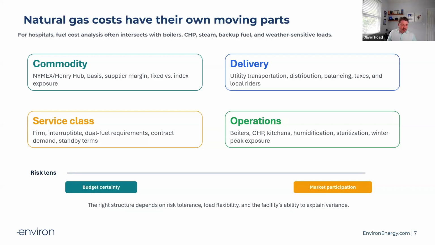Delivery and transport, this is from the utility side, so it's not something that you're going to have as much control over. But understanding what those rates and tariffs are is critical to formulating an effective budget. The one area that I want to emphasize is the service class: firm, interruptible, dual fuels. In recent years, due to the pipeline constraints, there's been more and more emphasis placed on whether you are on a firm or an interruptible rate class.